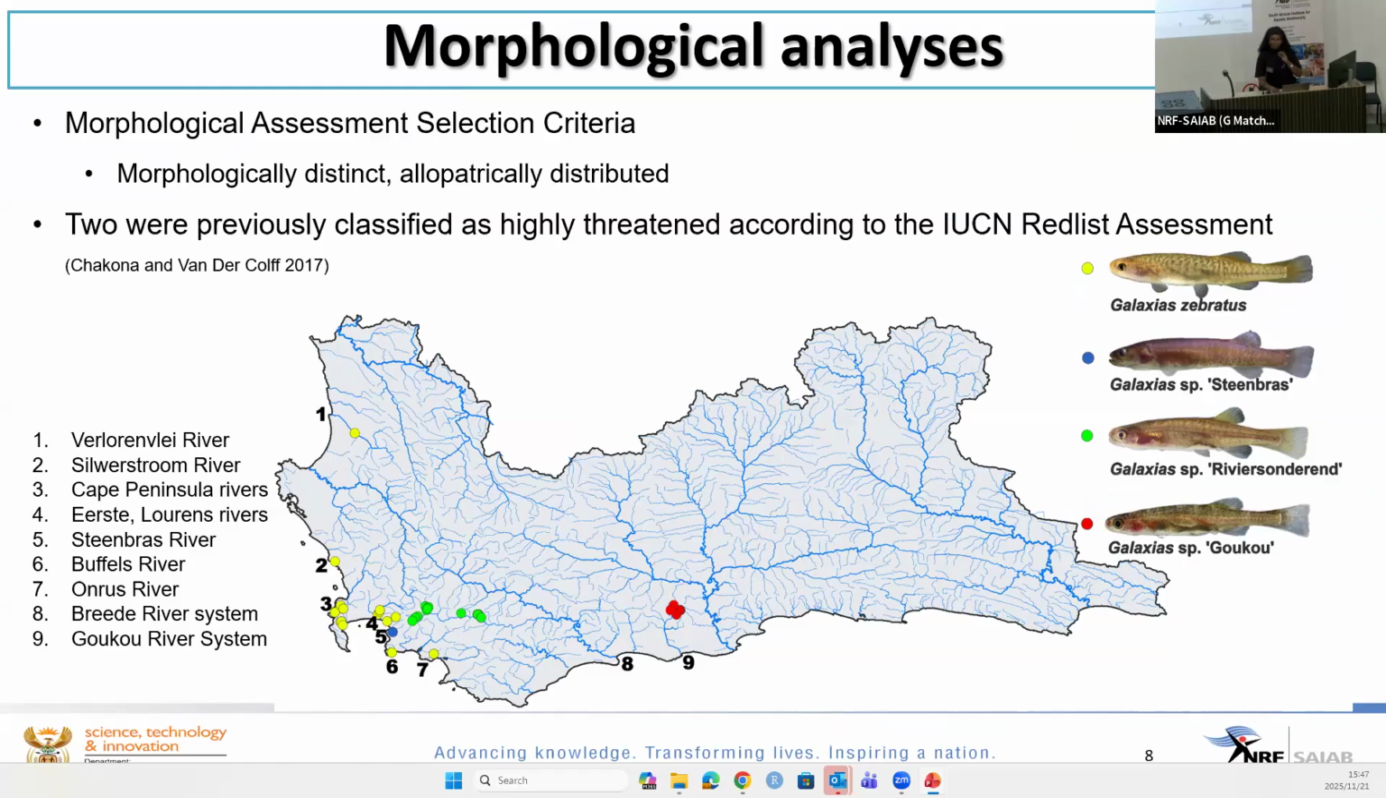And we compared the morphology with the true zebratus. We selected the Stiembras, Rifisonrand, and Hoku because each of them is found within a single river system, so it was easy to delineate, and also because none of them were coexisting with the true zebratus. Thirdly, we selected Rifisonrand and Hoku because they were classified as highly threatened according to the IUCN Red List assessment that was done in 2017.